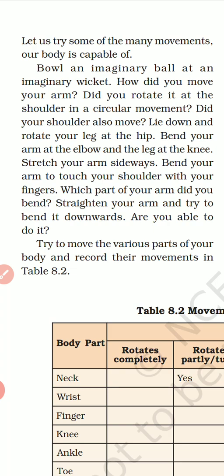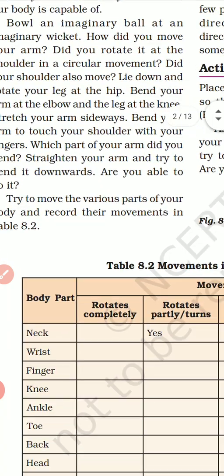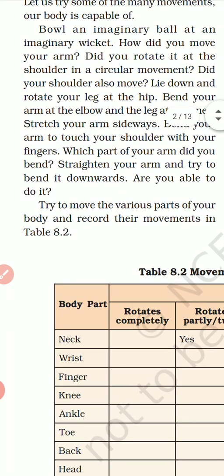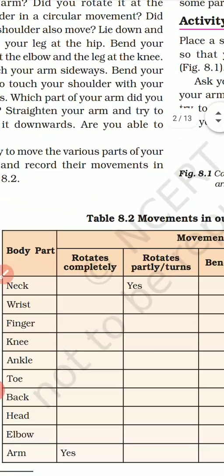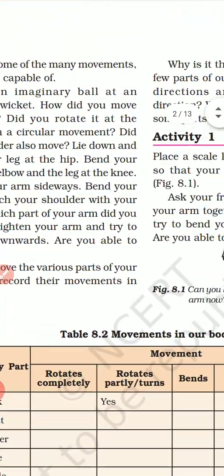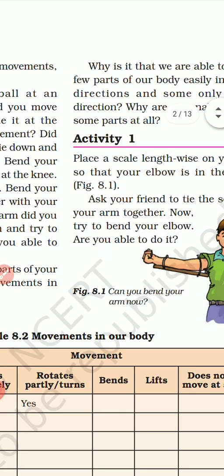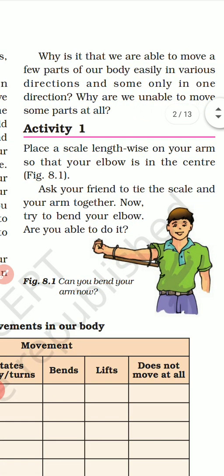No. Try to move the various parts of your body and record their movements in the table. So you have to move whatever is written and complete the table. Why is it that we are able to move a few parts of our body easily in various directions and some only in some directions? Why are we unable to move some parts at all?